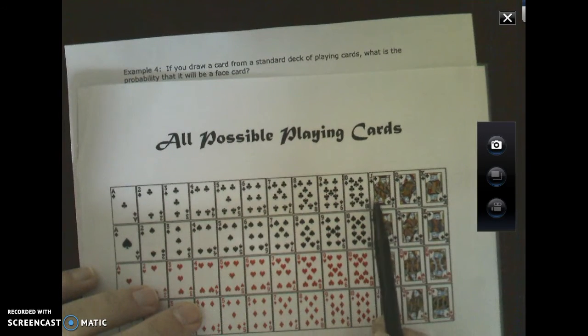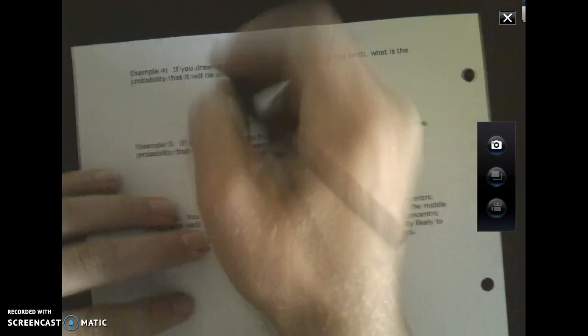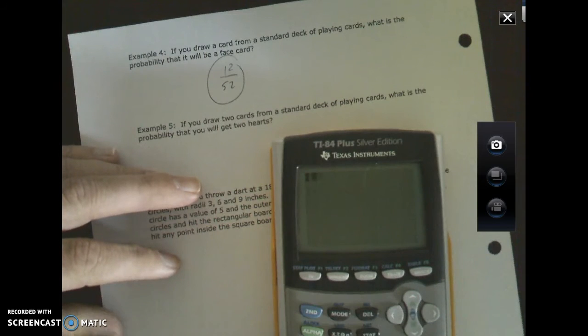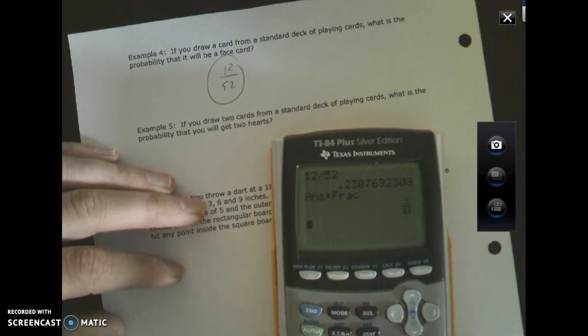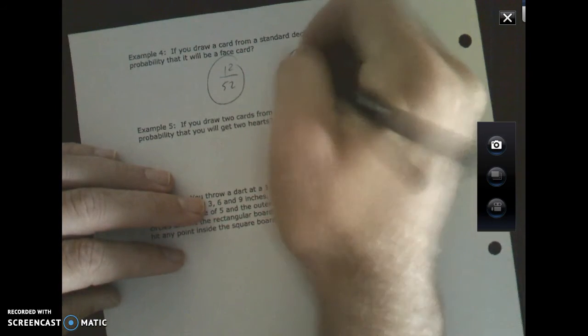If you count how many face cards there are, 3 times 4 is 12. So it's 12 over 52. Now, I want you to reduce that down. In fact, I always want you to reduce stuff down. So 12 divided by 52, type that in. I can hit math, enter, enter. I get 3 over 13, which should make sense because for each suit, there's only 3 face cards.